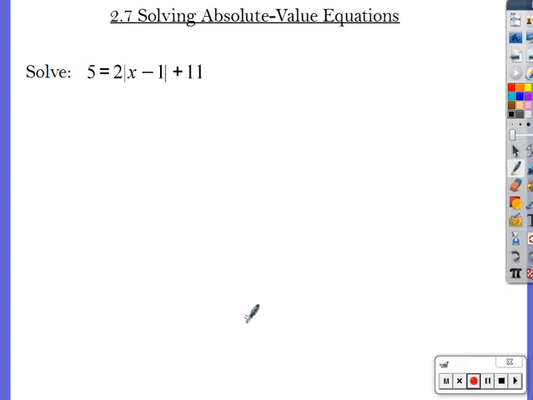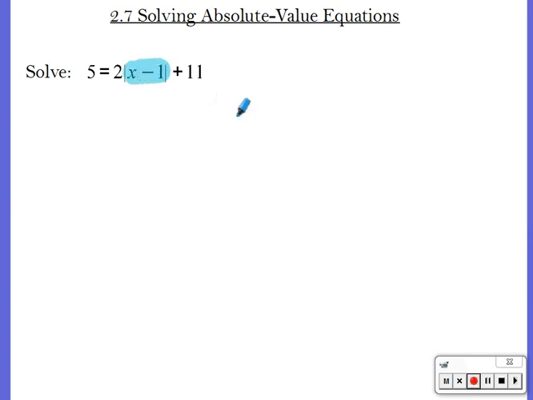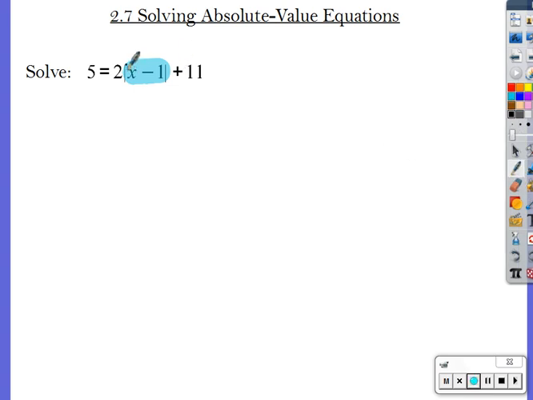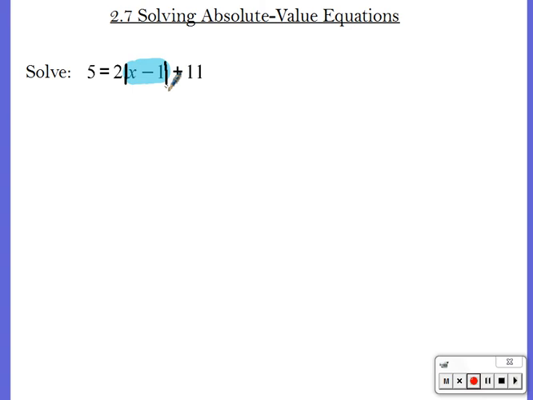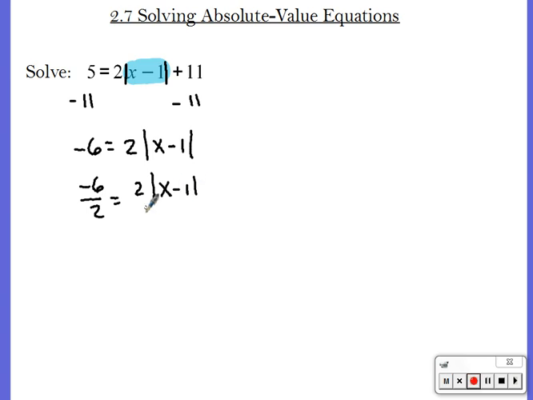One more. And this one, again, I need to get the absolute value part all by itself. We're going to do that by doing opposite operations. First, we have to get the term with the absolute value all by itself. So to do that, we're going to subtract 11 from both sides. 5 minus 11 is negative 6. So then we have 2 times the absolute value of x minus 1. So we've gotten the term with the absolute value all by itself. And now since it's being multiplied by 2, we're going to do the opposite. We're going to divide both sides by 2. So the 2's cancel, so you're just left with the absolute value of x minus 1, and over here it's equal to negative 3.